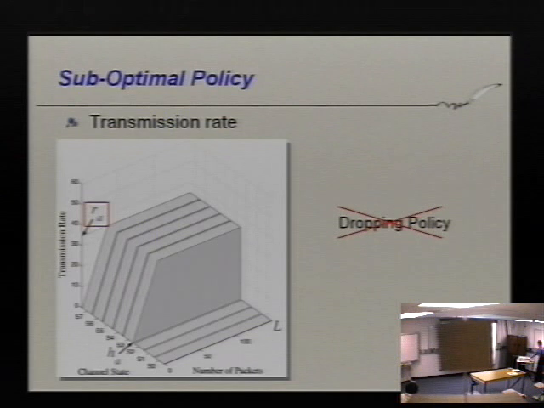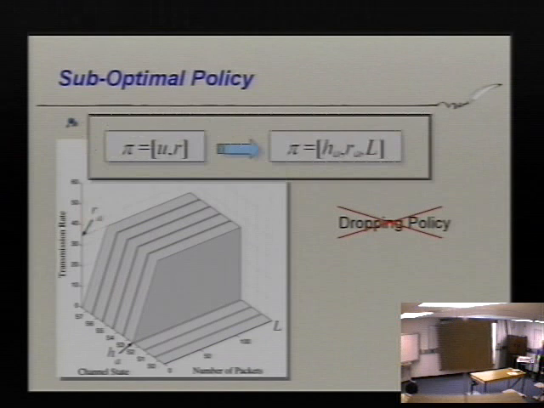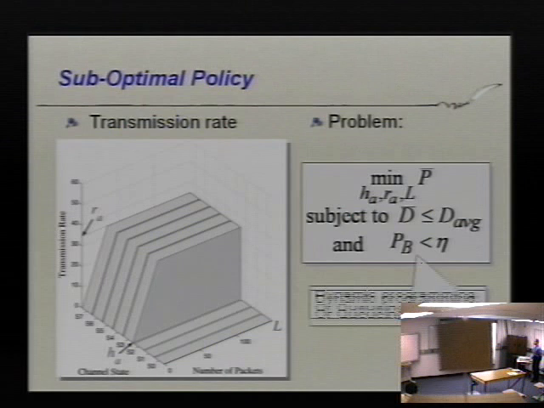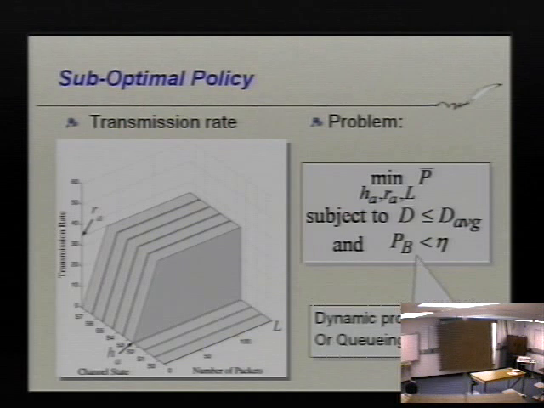So our policy is further simplified from the 2 functions to the 3 parameters. And our problem is to find the optimal parameters to minimize the average transmitted power subject to average delay and block rate constraints. Here, because no packet is allowed to be dropped, packet loss only happens when the buffer overflows. The solution of this problem we call the suboptimal policy, and it can be solved by the dynamic programming approaches or by queuing analysis.